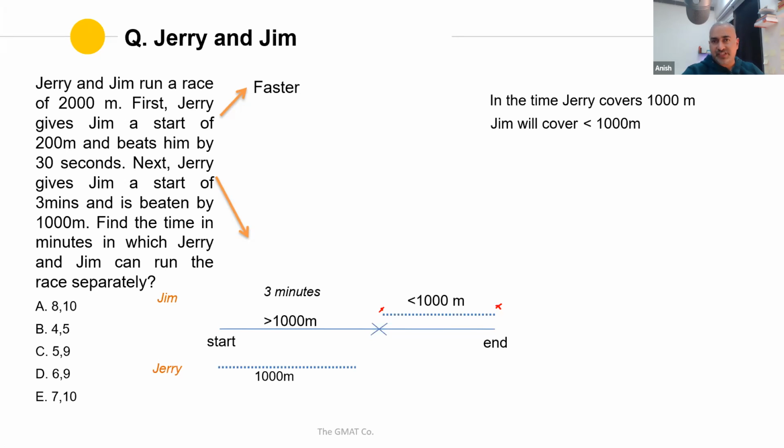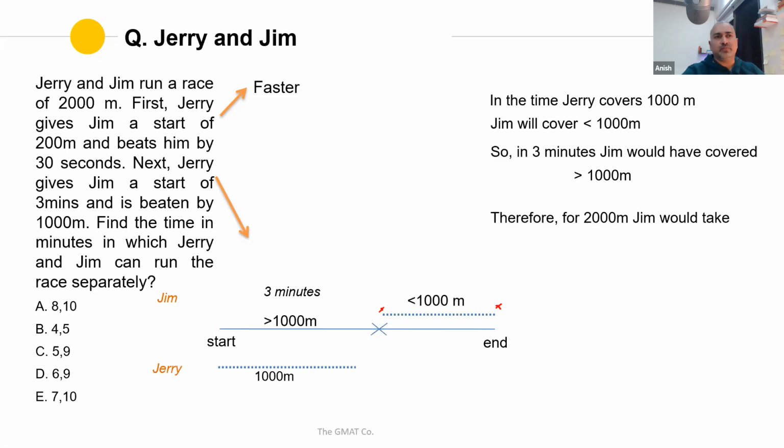All right, this is quite interesting now. What I started off to do was to get an estimate of roughly what the times might be like. So that's what I'm still trying to do. The slower guy would have covered more than 1000 meters in 3 minutes, based on just this piece of information. Based on that, how much time would the slower guy take to cover 2000 meters? For 2000 meters, Jim would take how long? I don't need an exact figure, but can we get any estimate?